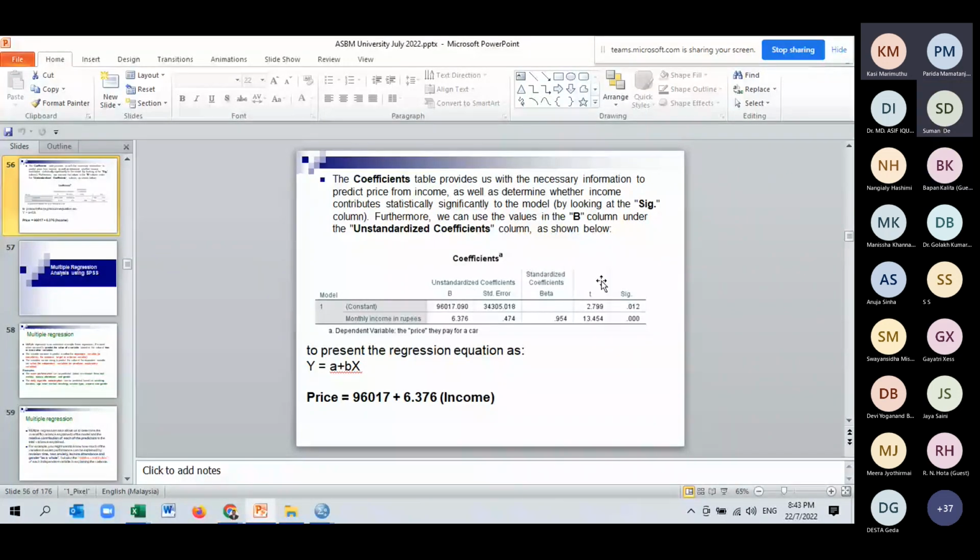Sir, the coefficient relative to the standard error is so much higher, is that not a problem? No issue, ma'am. This is significant. So your model is significantly predicting income influencing the price significantly. You don't need to worry.